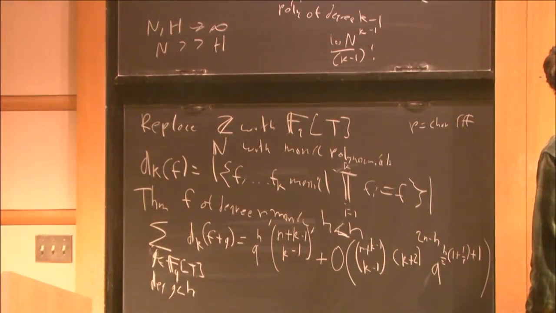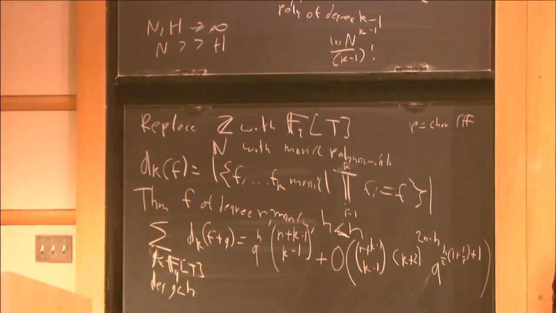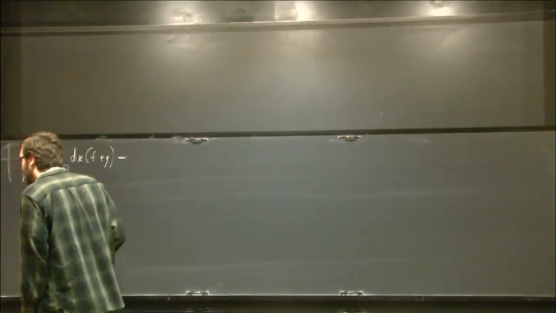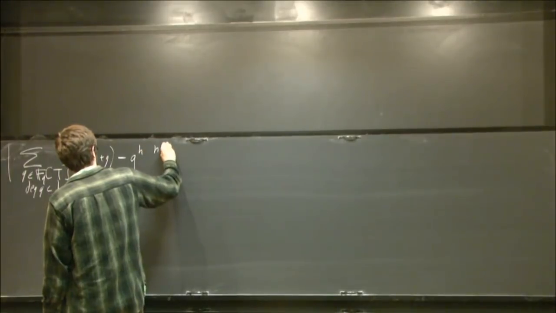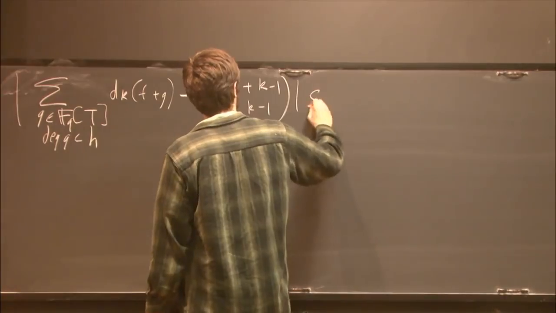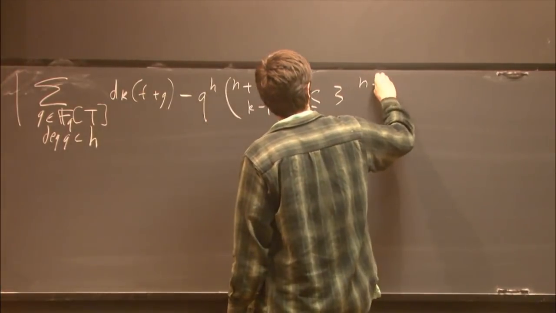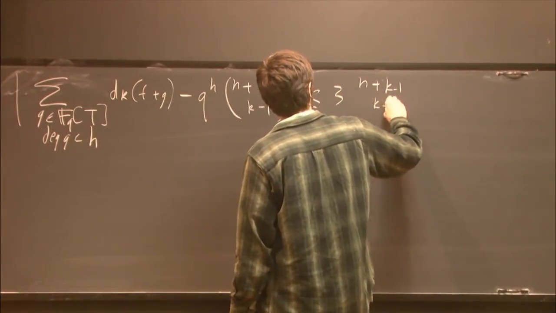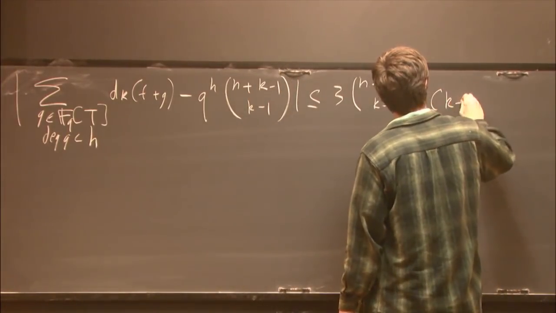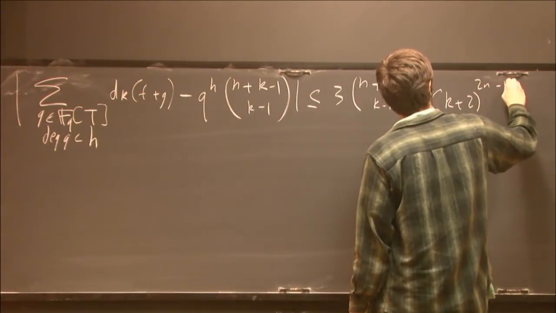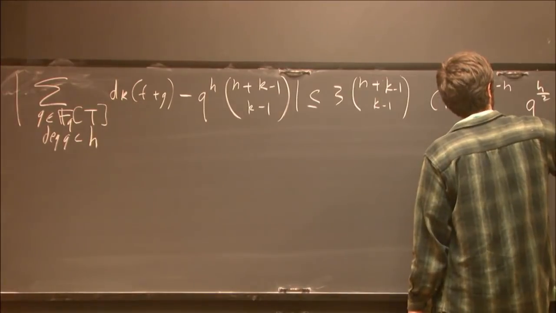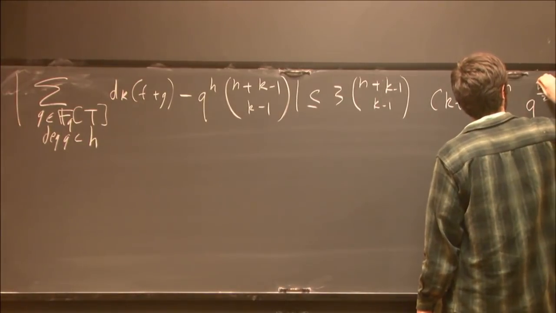Degree of g is less than h, the sum of d_k(f plus g) minus q to the h times binomial(n plus k minus 1, k minus 1) is at most 3 times binomial(n plus k minus 1, k minus 1) times (k plus 2) to the 2n minus h, times q to the h over 2, times (1 plus 1 over p plus 1).